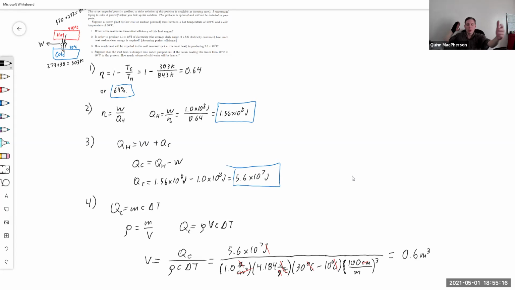Now, remember, a cubic meter is like a box of water, yay big. You need to heat roughly half of that, or 60% of that, in one day as the waste heat from the power plant, which gives you an idea of how much cold water needs to flow through the power plant.